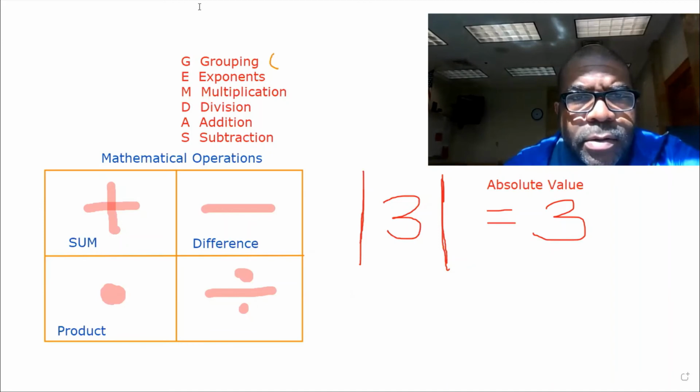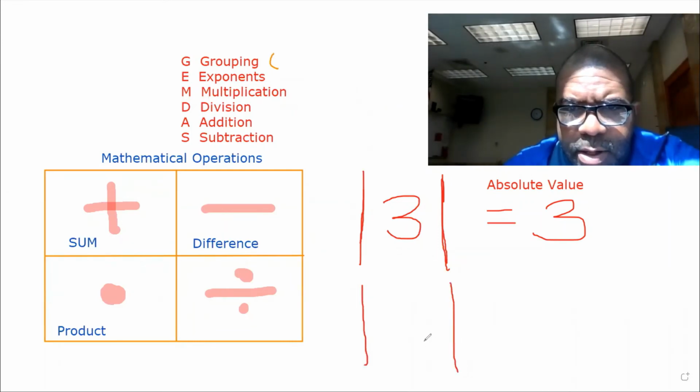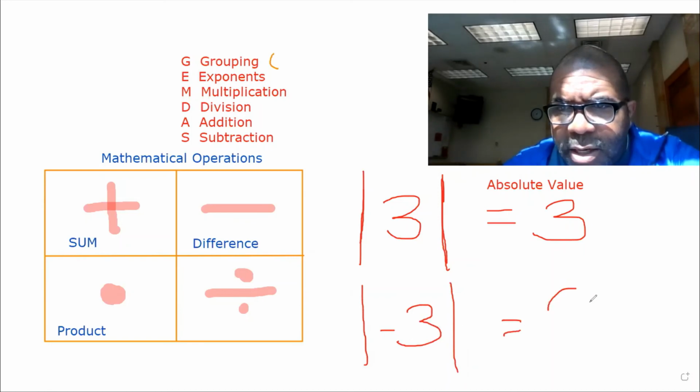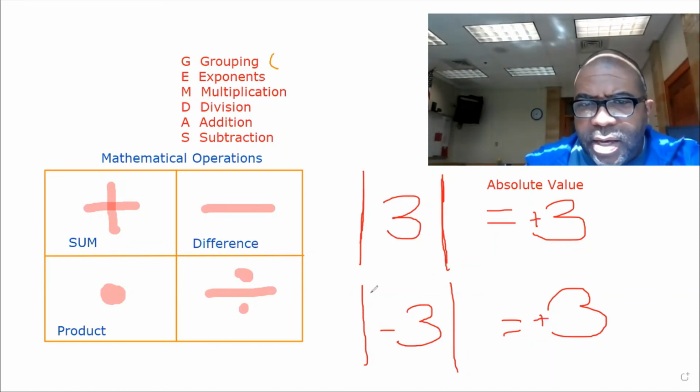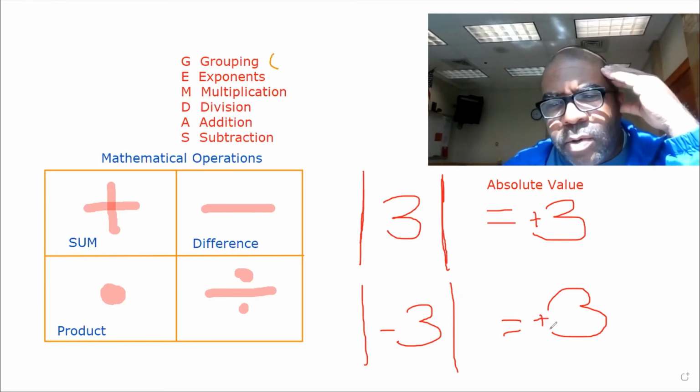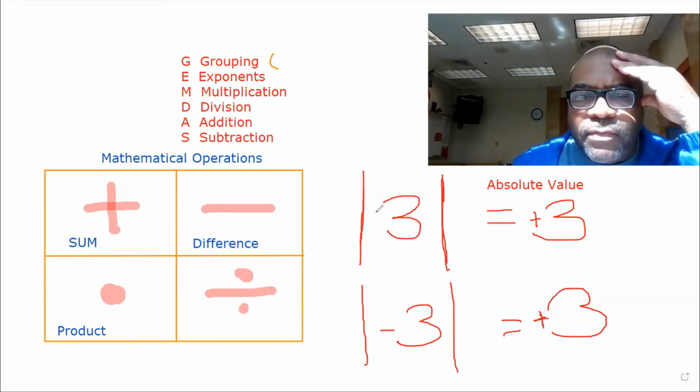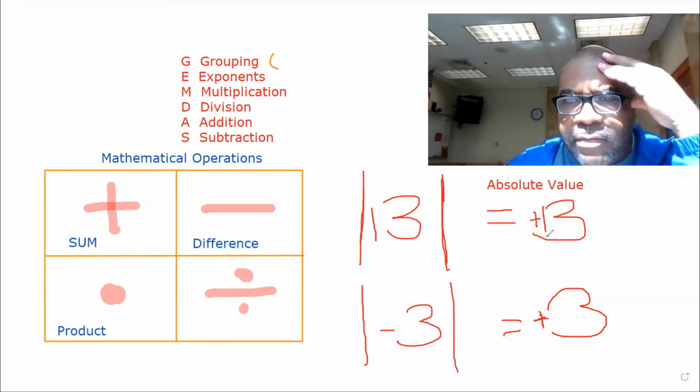Now let's see if I can do the absolute value of -3. If we have the absolute value sign and we have -3, that still equals a positive 3. If it's a negative number between the absolute value signs, then it's going to be a positive number. Whenever you see this, if it was 13, that would be a positive 13.